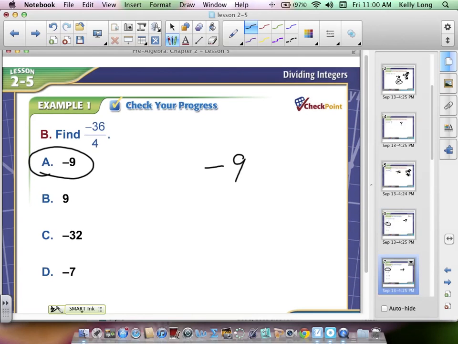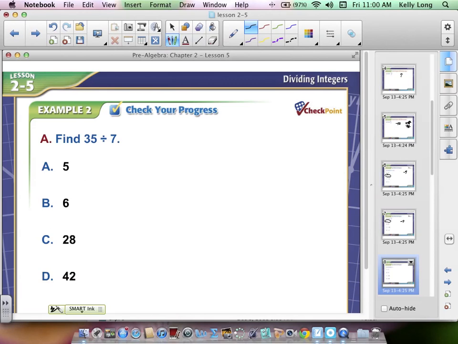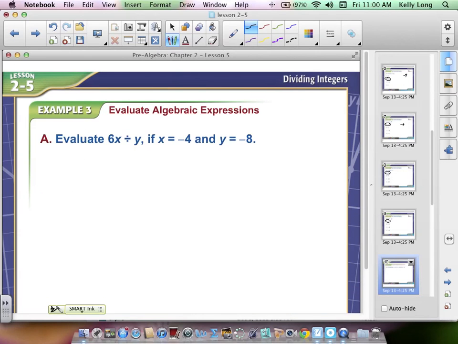Okay, oh, excuse me, went the wrong way. There we go. 35 divided by 7. Like signs, so my answer is positive. 35 divided by 7 is 5. So I get choice A. Okay, choice A. All right, look at the next one. Negative 36 over a negative 4. All right, like signs, so my answer is going to be positive. And 36 divided by 4 is 9, so it's going to be choice A. Okay, again, same exact rules as multiplication.